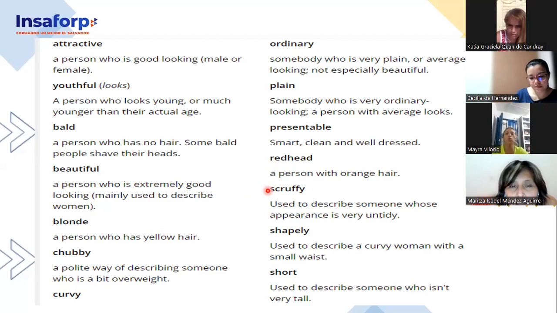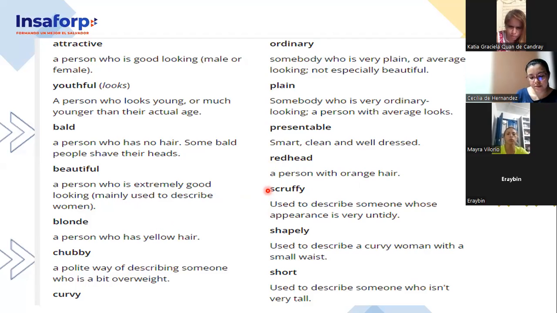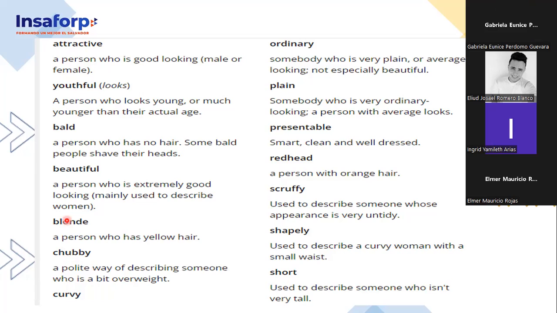Scruffy. Used to describe someone whose appearance is very untidy. Untidy. What's scruffy? Scruffy, it's a person, una persona desaliñada o desordenada. That's where we are going to use scruffy. Now let's move on to the next one. Remember guys, if you're having any type of questions, ask the questions, okay? Gabriela Eunice, help me with the next one.